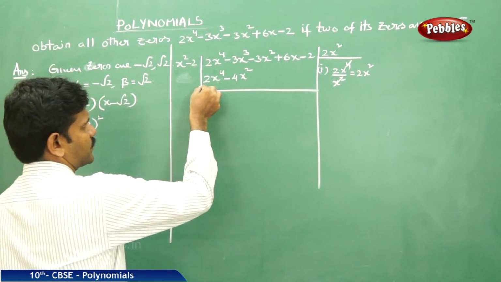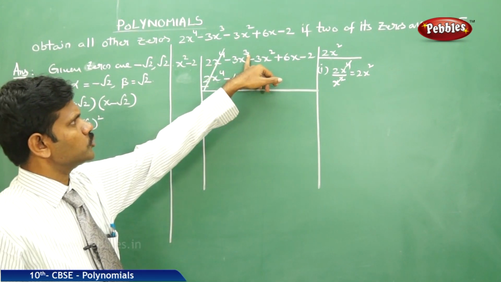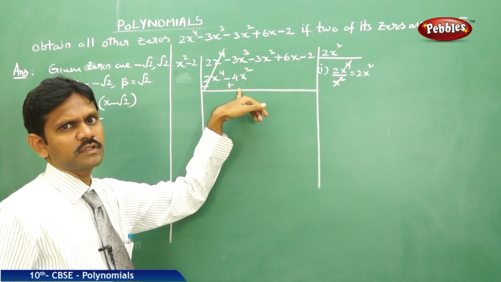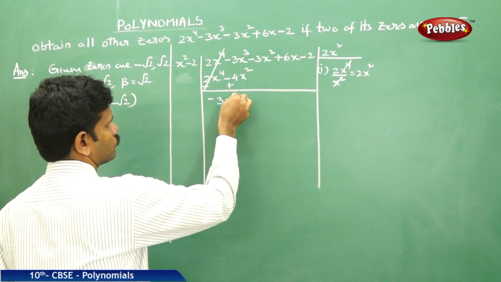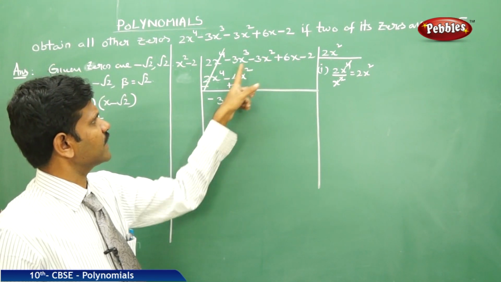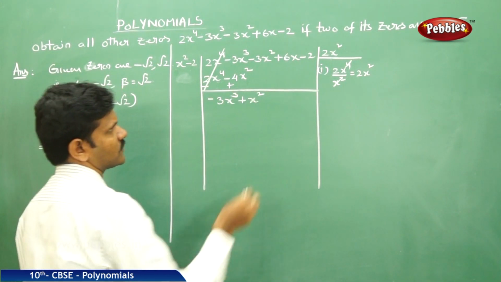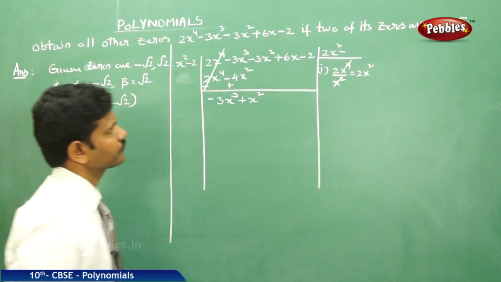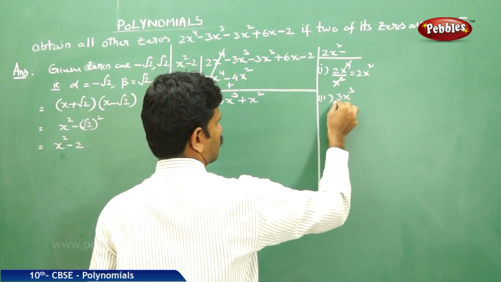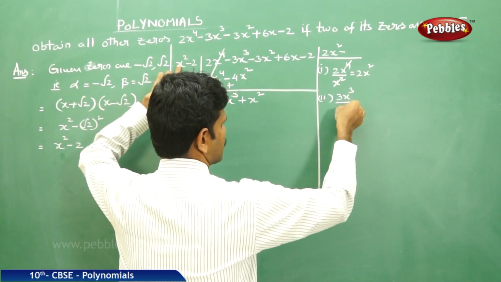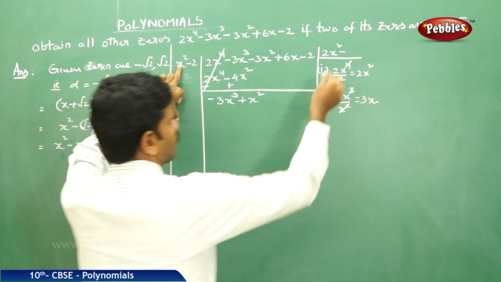Now the subtraction process, minus plus get cancelled. This is the cube term, this is the square term. We are unable to simplify these two. Then write in order: minus 3x cube, minus 3x square plus 4x square, which will give you plus x square. Next, the second cancellation: 3x cube by x square, the cube cancels, the left part is 3x. Write that 3x.